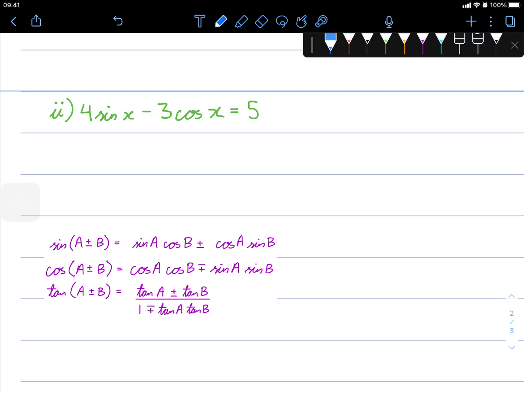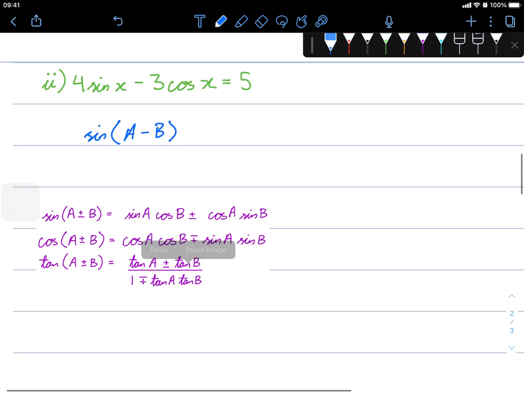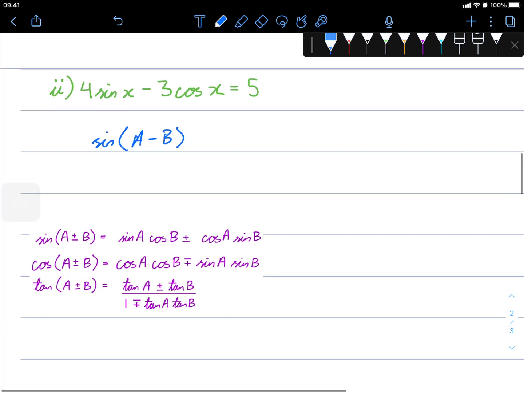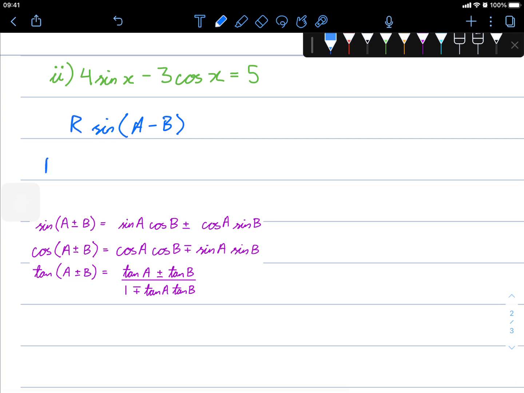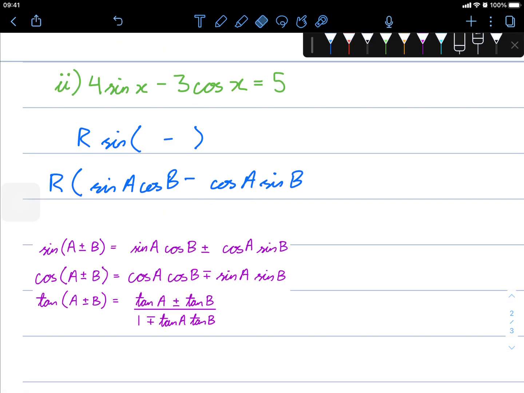So to get a negative cosine, we need to pick the form sine A minus B, because that will give us this expansion. If we were to expand this, we get R outside of sine A cos B minus cos A sine B. We have that minus cos there. So A and B are going to be x and theta.